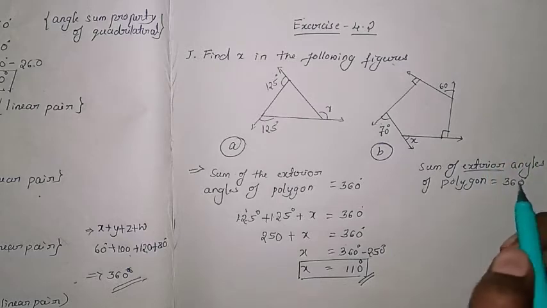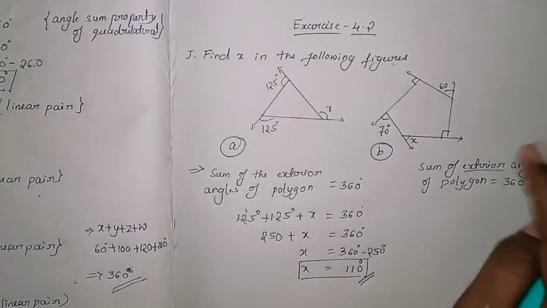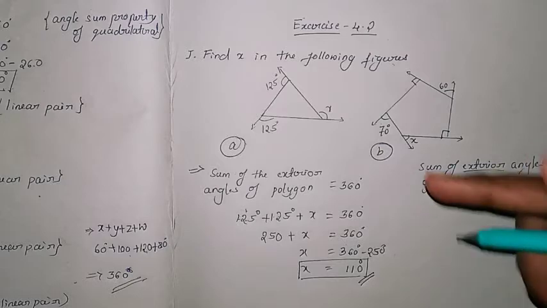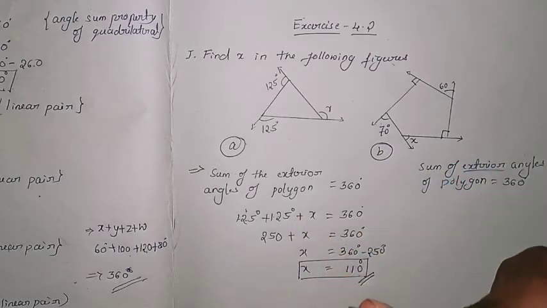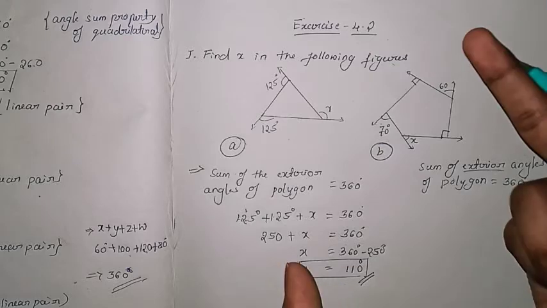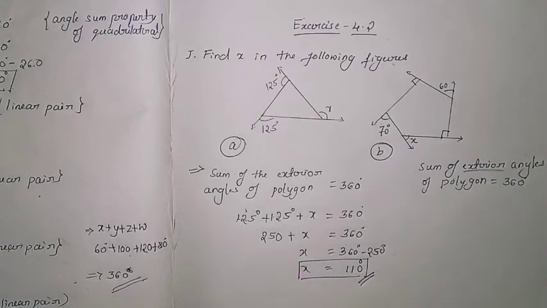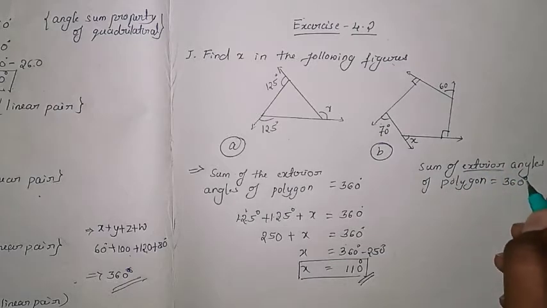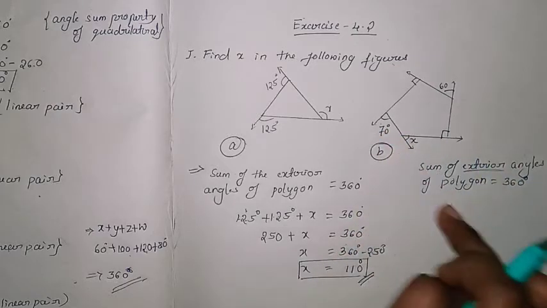If it is an interior angle, that time you write n minus 2 into 180 degrees. The question may come as the sum of the interior angles of a polygon, or the sum of the exterior angles of a polygon. So exterior is 360, interior is n minus 2 into 180. So the sum of the exterior angles of a polygon is 360 degrees, the sum of all the angles.